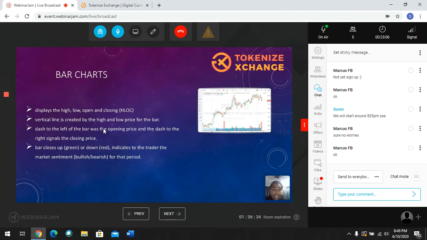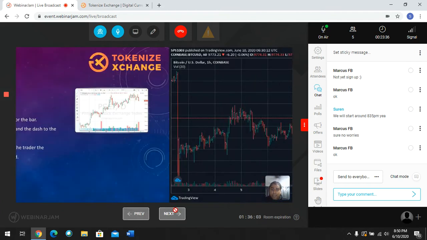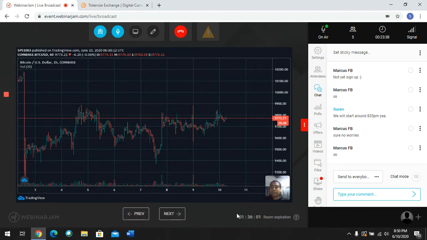You must be wondering, what is this guy talking about? Okay guys, I have a sample chart available on my next slide, so we will see this together. You will have a better understanding of what the left of the bar means and what the right of the bar means. Not to worry about that. The most important thing to understand is that when the bar closes up, the color is green, and when the bar closes down, the color is red. So it gives a trader an indication that the market sentiment is either bullish or bearish for that particular period. Let's move into the sample.